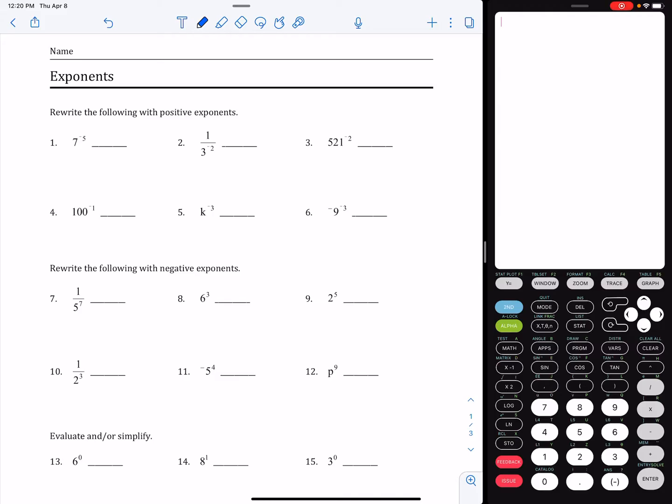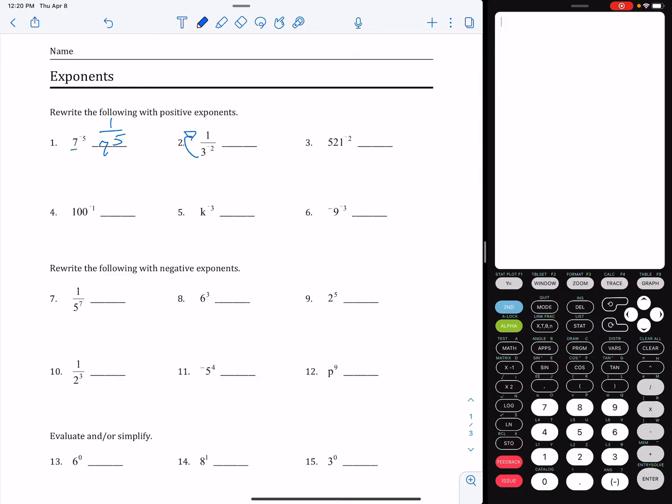Here we go. In questions 1 through 6, it says rewrite the following with positive exponents. If you remember correctly, the negative exponent is a flipper. That's what we talked about in that exponent lab. So if I want you to rewrite this with a positive exponent, number 1 is going to be 1 over 7 to the 5th power. Number 2, since this one is in the denominator, it's going to flip it to the numerator.